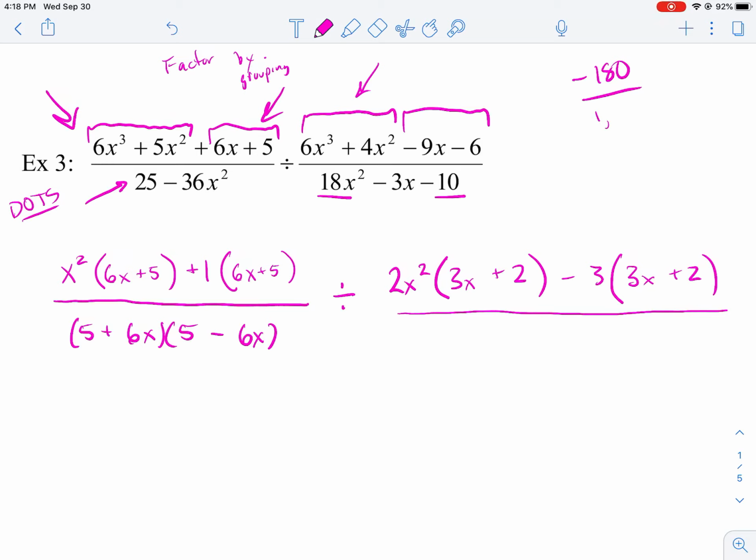So we have 1 and negative 180, negative 1 and 180, negative 2 and 90, negative 3 and 60, negative 4 and 45, negative 5 and 36, negative 6 and 30, negative 9 and 20, negative 10 and 18, and finally negative 12 and 15.